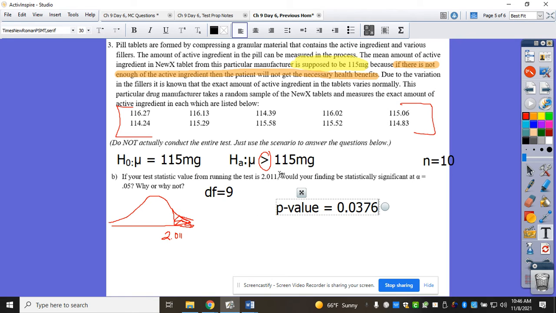So again, would it be statistically significant? Yes or no? Why? My p-value of 0.0376 is less than my alpha of 0.05.